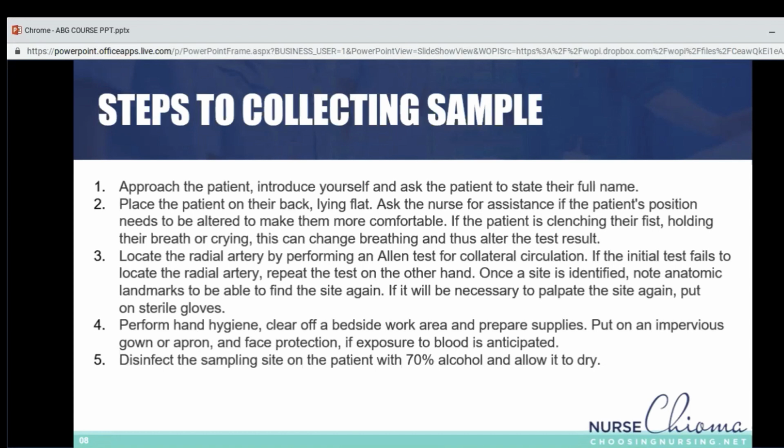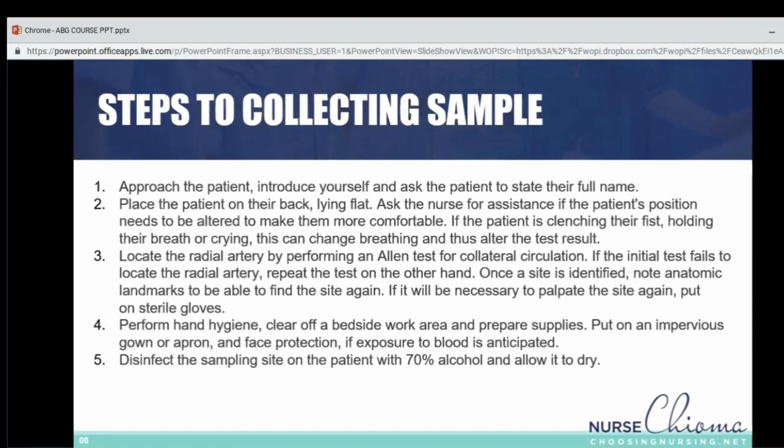You're going to ask, and this is, like I said, if it was another nurse or if you're the respiratory therapist, you're going to ask the nurse for assistance if the patient's position needs to be altered to make them more comfortable. If the patient is clenching their fists, holding their breath, or crying, this can change breathing, and thus the test result. Then you're going to locate.